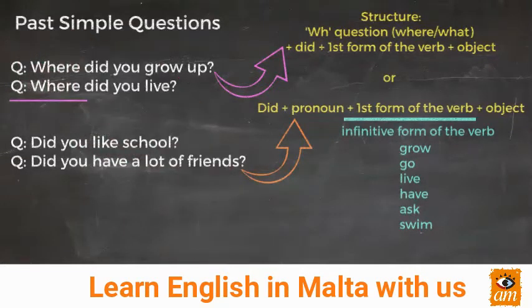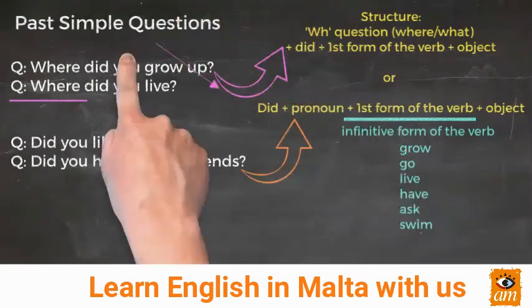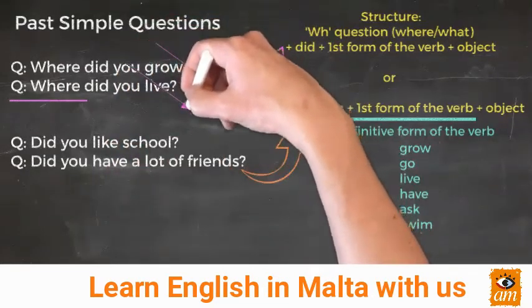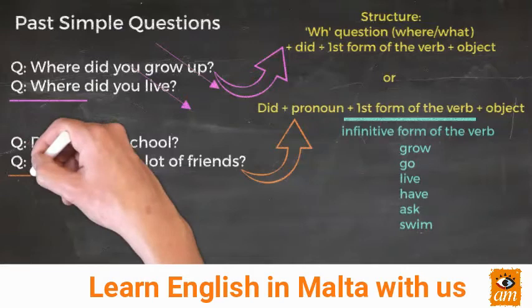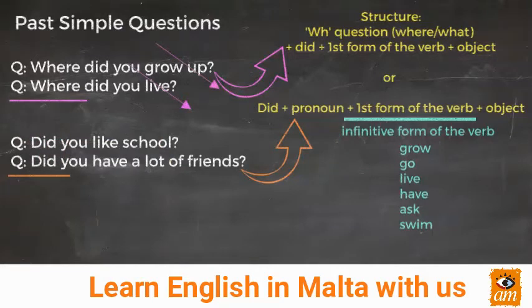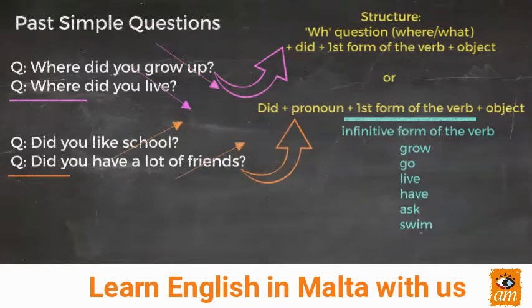With the WH questions, such as where and what, the intonation goes down at the end of the question. So we have, where did you grow up? Where did you live? The intonation goes down. However, when we look at questions beginning with did, the intonation goes up at the end of the sentence, such as, did you like school? Did you have a lot of friends?